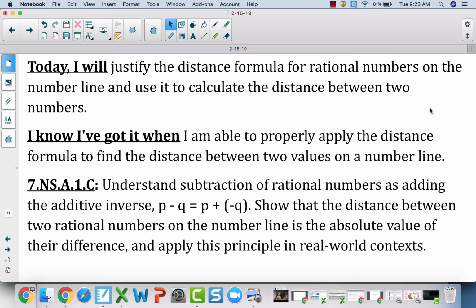You know you have this when you are able to properly apply the distance formula to find the distance between two values on a number line. And our standard is 7.NS.A.1.C. Understand subtraction of rational numbers as the additive inverse. We did that in a previous lesson. We're more focused on this second part. Show that the distance between two rational numbers on a number line is the absolute value of their difference, and apply this principle in real-world context.